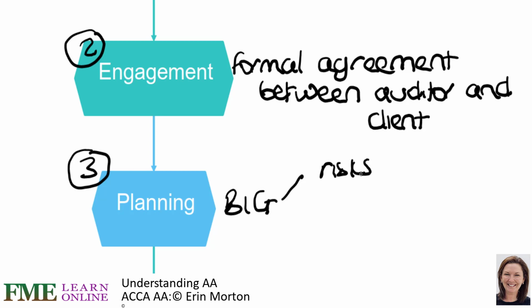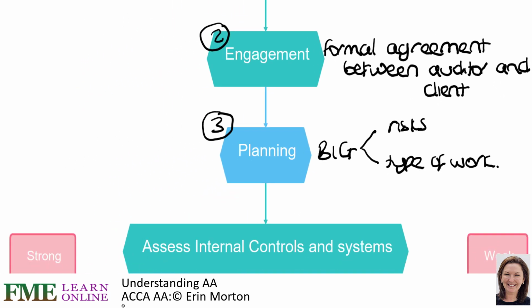So it needs to look at what could go wrong very early on so that we can help manage what could happen and how we can deal with that. And then we also need to decide the type of work that needs to be carried out. And now to help us with our planning, and so is often being reviewed overlapping the planning stage, our next stage is to assess the internal controls and the systems, and this is at the client.